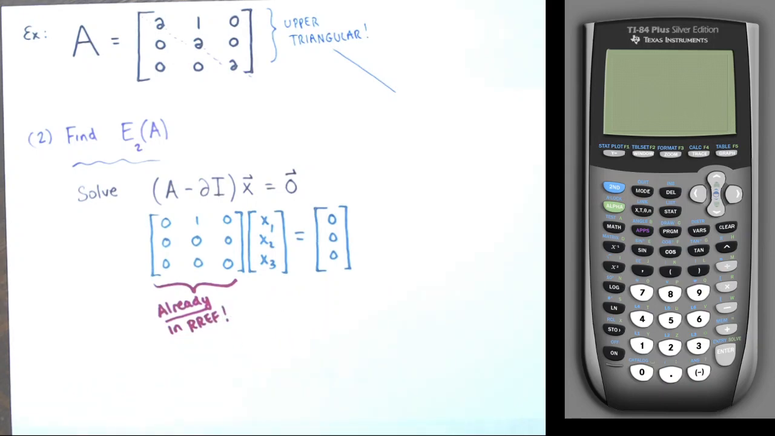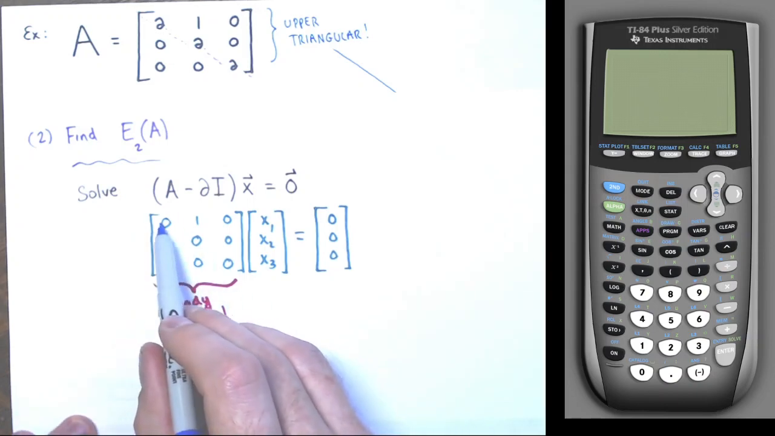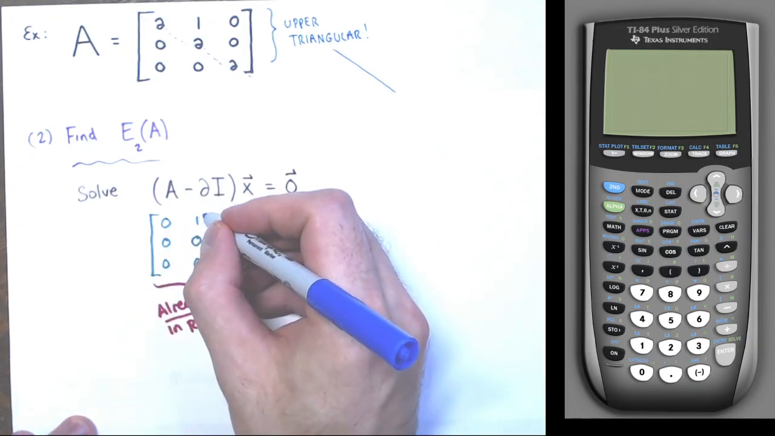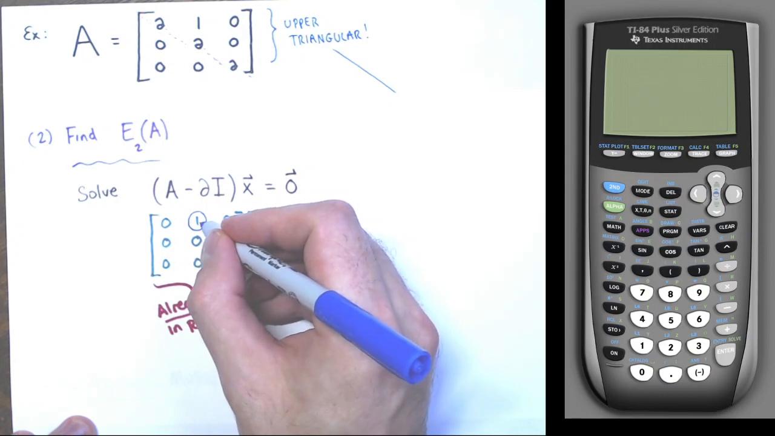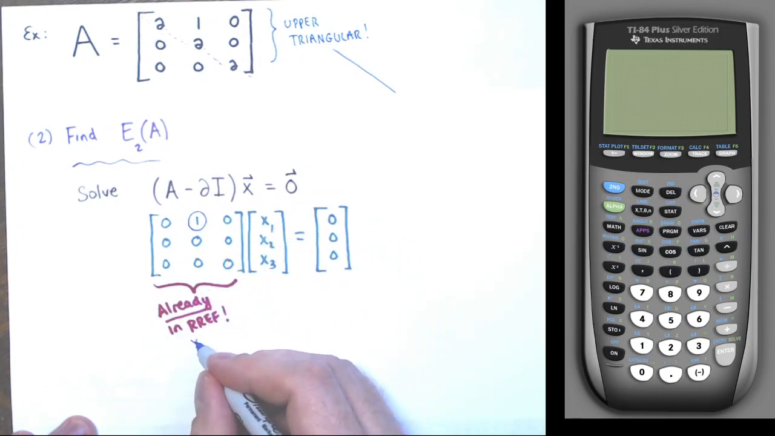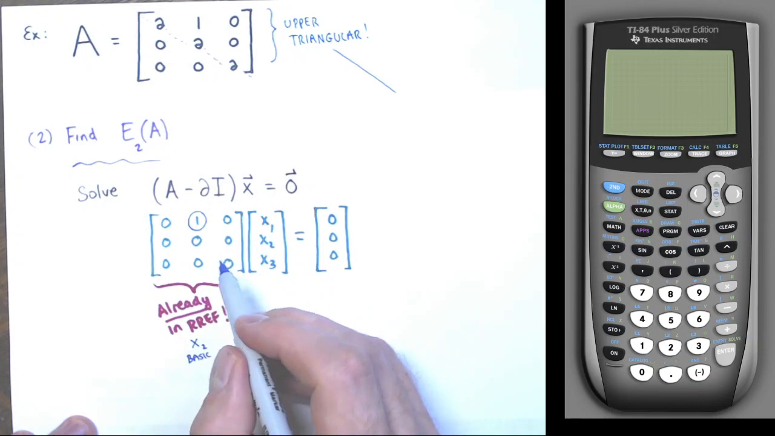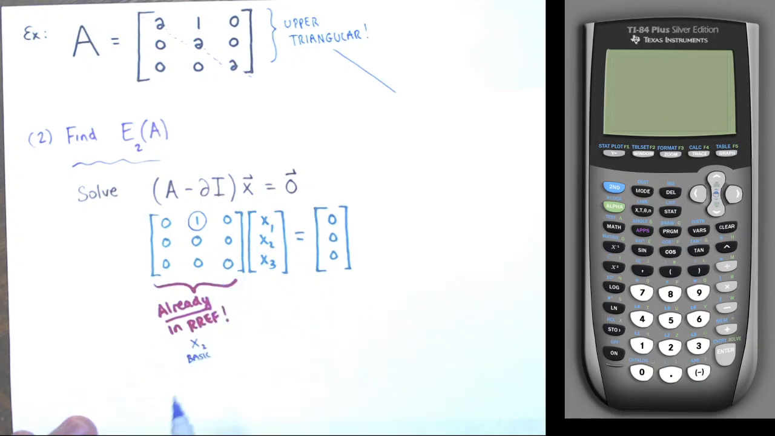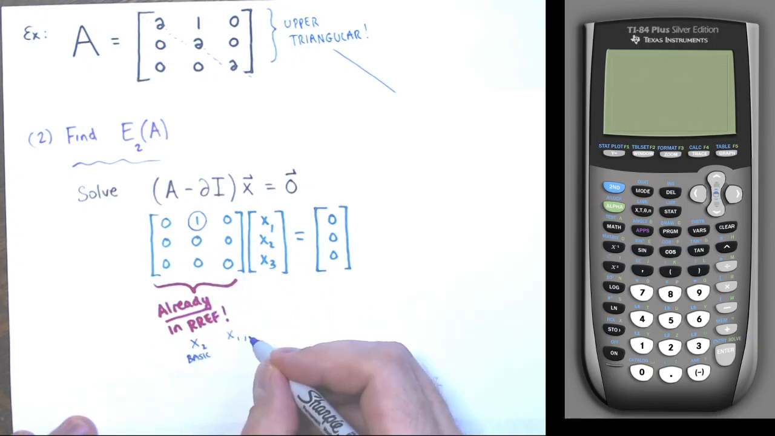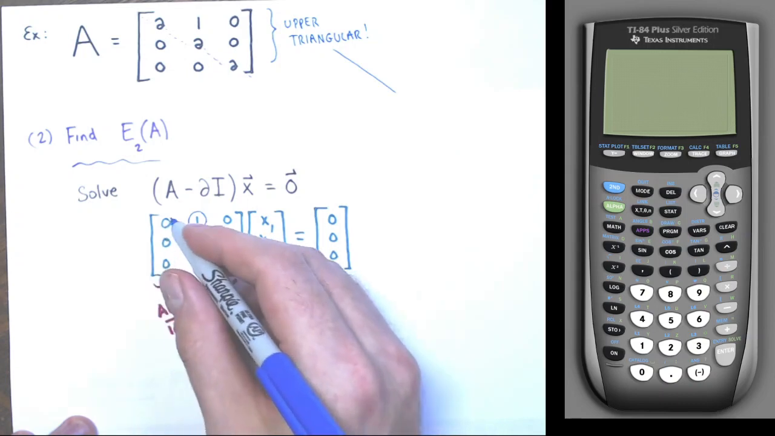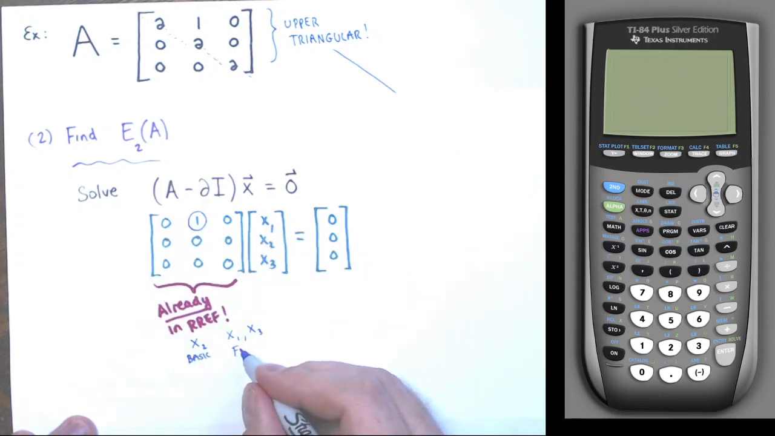So let's look at it, find our pivots. The first row has a pivot, right? This first non-zero entry is a 1. That's down the second column, so x2 is a basic variable. But then the first column and third column don't have one of these pivots, right? So x1 and x3 are both free. I can let both of them be whatever I want.